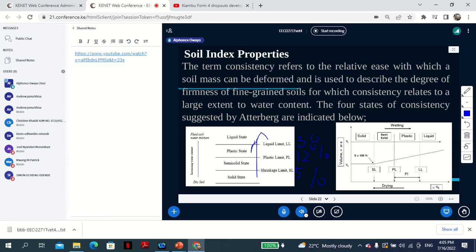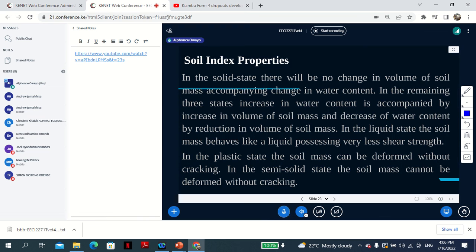But note that those are boundaries. We are just trying to find the boundary from one state to another, because that affects the engineering properties, and that's what we're interested in, in the field, or at least for engineering purposes.